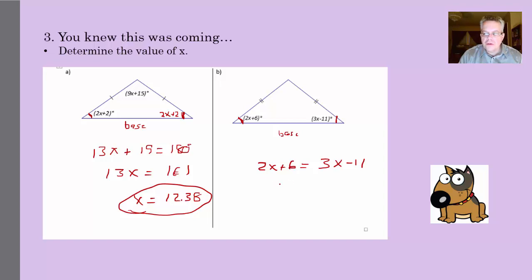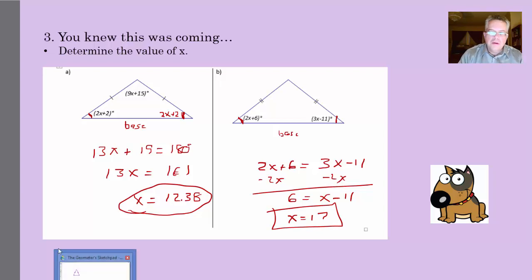So I'm going to subtract 2x from both sides, and I get 6 equals x minus 11. Add 11 to both sides, and we find out the value of x is 17. All right, that's what you need to do the next problems.